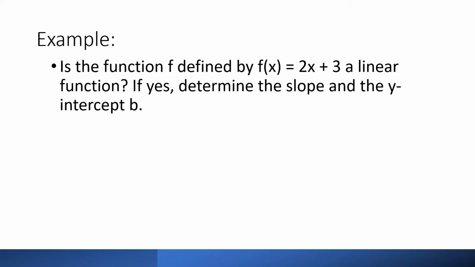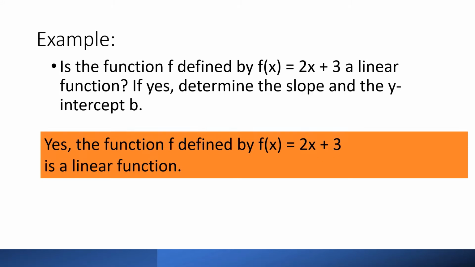So, f of x is equal to 2x plus 3. Yes, it is a linear function. Why? Since the degree or the highest exponent of x is 1, and it is written in the form of f of x equals mx plus b. So, the slope is 2 and the y-intercept is 3.